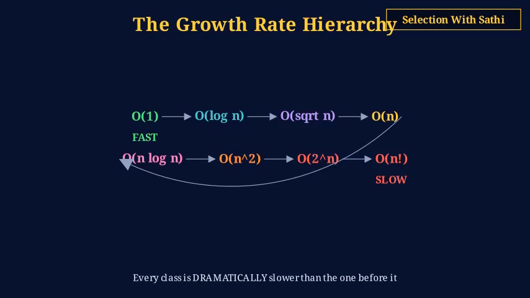Now for GATE MCQs, you don't need the full list. Memorize this simplified version: O of 1, O of log n, O of root n, O of n log n, O of n squared, O of 2 to the n, O of n factorial. Everything up to n to the k, for some constant k, is called polynomial time, and these problems are considered tractable. Anything exponential or beyond is intractable, and that's where NP-complete problems live.